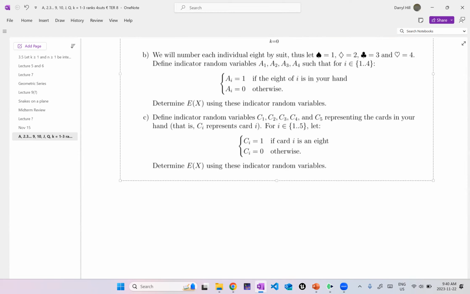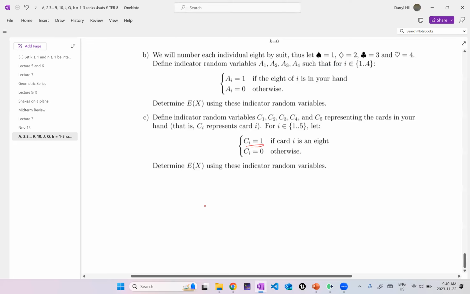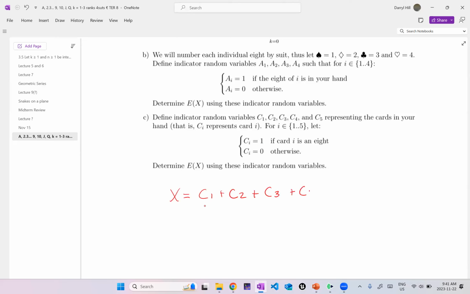All right, so now finally we're going to do these indicator random variables. Ci is equal to 1 if my ith card is an 8 and 0 otherwise. So now if I want to express x, each of these represents the card number in my hand. If it's an 8, that is equal to 1, and if it's not an 8, it's equal to 0. Then my expected value of x is equal to the expected value of C1 plus, up to, the expected value of C5.